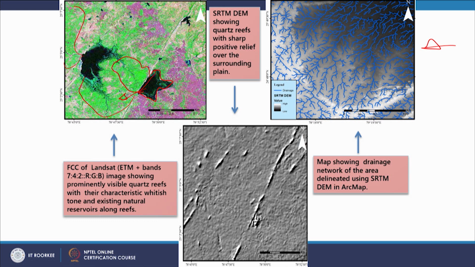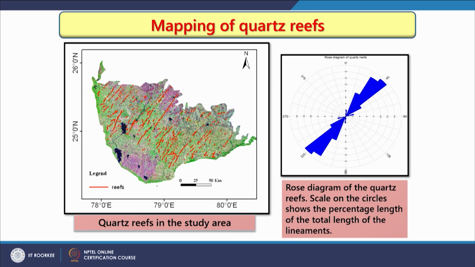So, I am not going into detail about those sections. Now, if you see these quartz reefs which I have been mentioning, they have been mapped in this area using moderate resolution satellite images, but for specific areas one should go for higher spatial resolution images, it does not matter. You see that most of these quartz reefs are running northeast to southwest. A rose diagram also clearly indicates that the orientation of these quartz reefs is northeast to southwest.